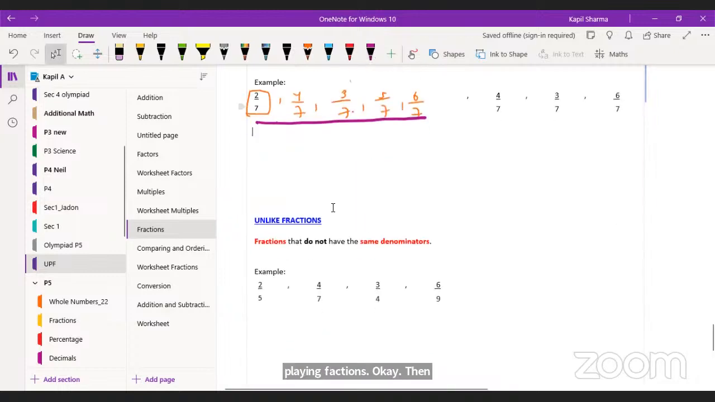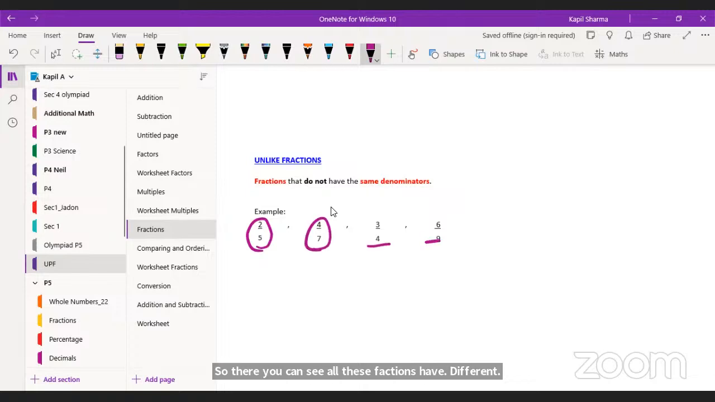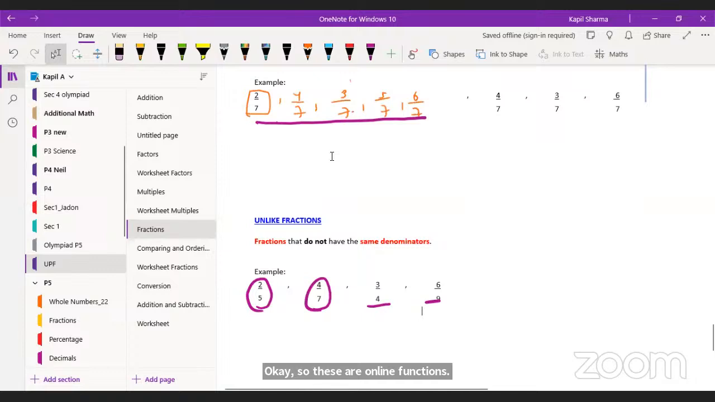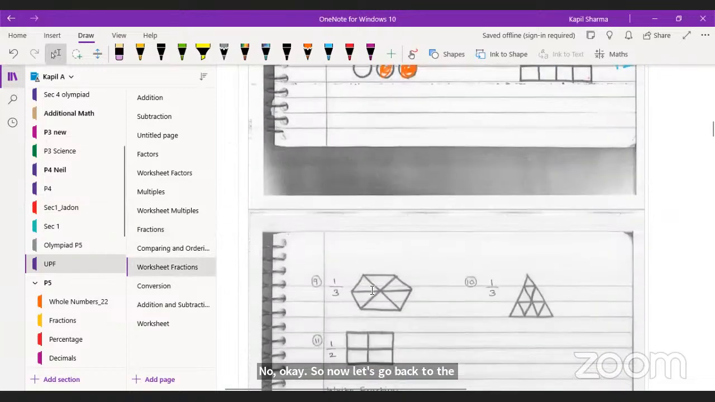Then we have unlike fractions. Fractions that do not have the same denominator. So here you can see all these fractions have different denominators. Okay, so these are unlike fractions. So I hope this is clear. Any questions? No. Okay. So now let's go back to the worksheet and finish this part.